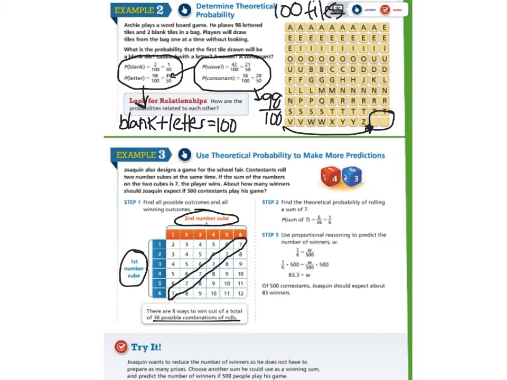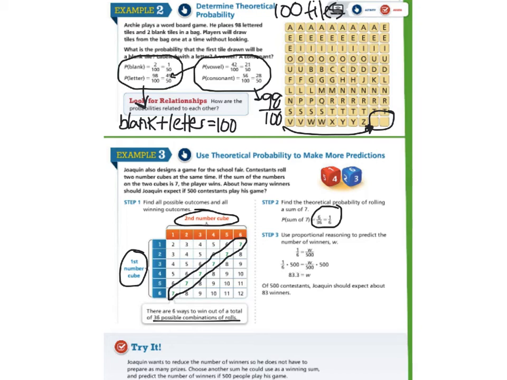Step 2 is to find the theoretical probability of rolling a sum of 7. Well, that sum again is 6 out of 36, or 1 out of 6, because there were 6 sums on the table that gave a winning combination of 7 out of 36 possible combinations.